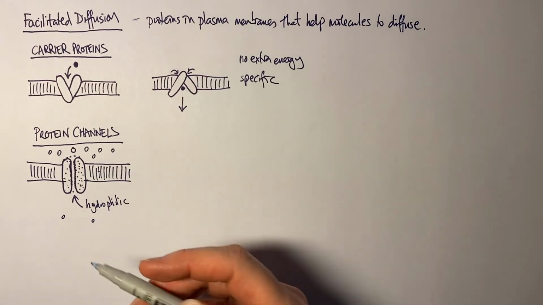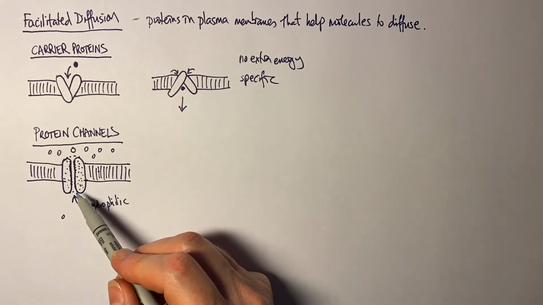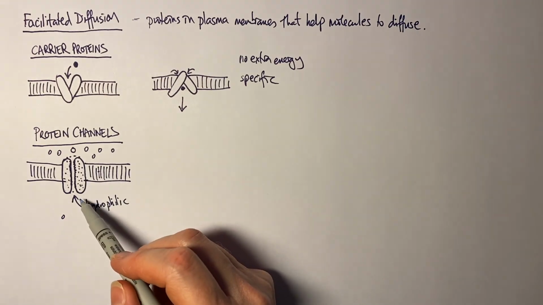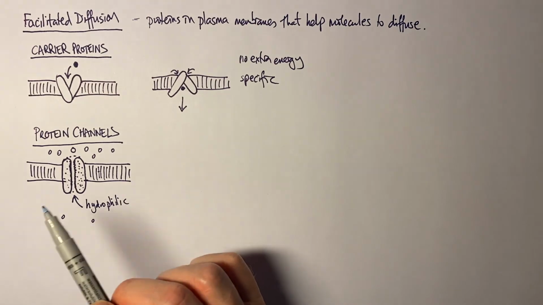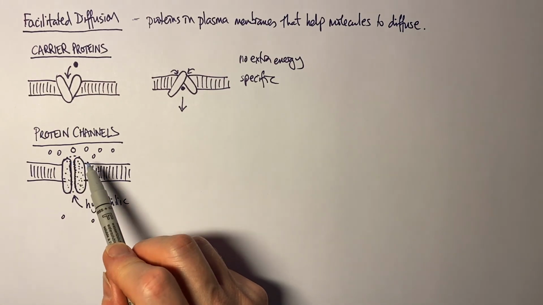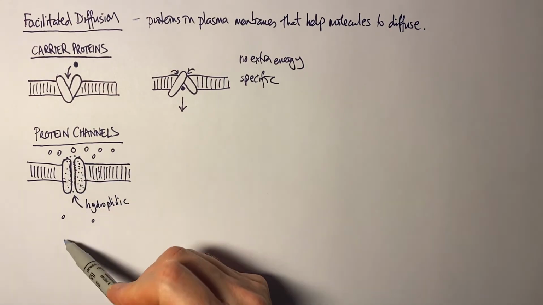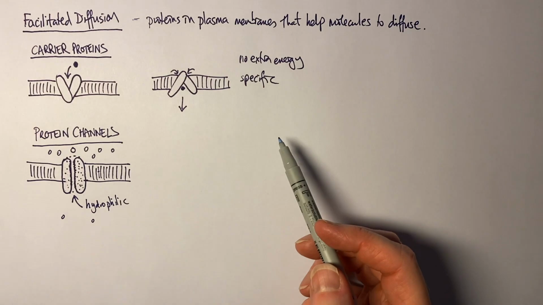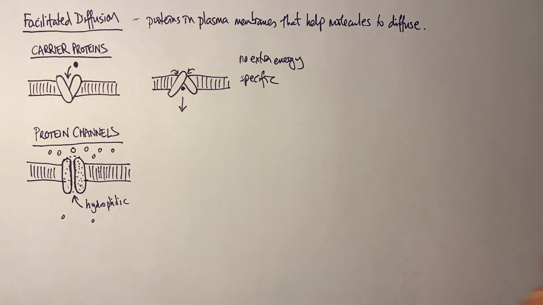Now once again, these channels don't let any random molecule pass through. Most are designed to allow only the passage of particular specific molecules to go across. And this means, once again, that cells and cell membranes have the ability to select what moves across.